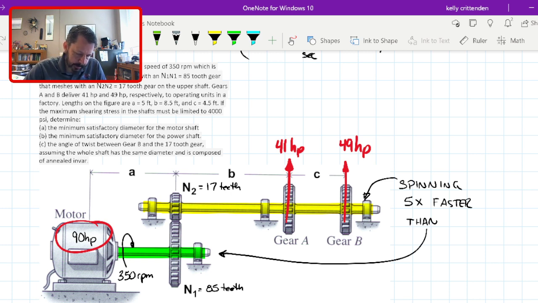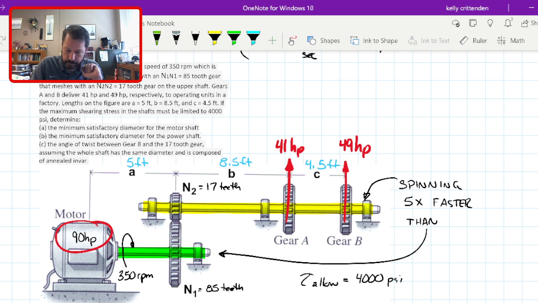We have some lengths. A is 5 feet. B is 8.5 feet. And C is 4.5 feet. So these are pretty long shafts. If the maximum shear stress in all the shafts, so no matter which one, tau max or tau allowable, is 4,000 psi. So that's kind of low. But it is a shear strength, so it is going to be lower than like a yield tensile strength or something.